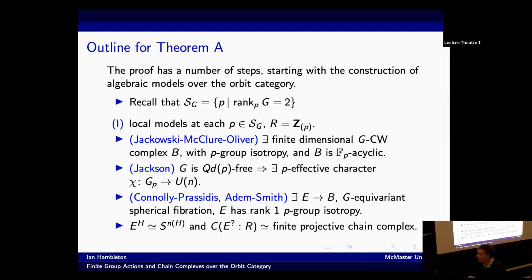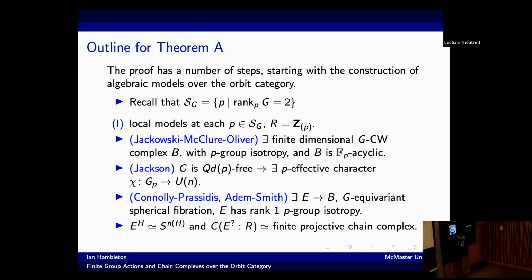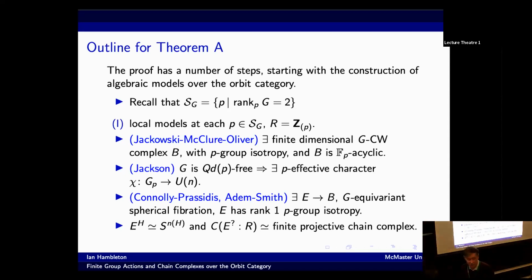Okay, so now the next part of this is to get the fixed point sets of that H to be actually spheres, and the chain complex of that E to be a finite projective chain complex. But remember, what we're aiming for are finite free chain complexes. So there's a finiteness obstruction problem coming in here, which is going to be solved in the same way as Swan did, by splicing.